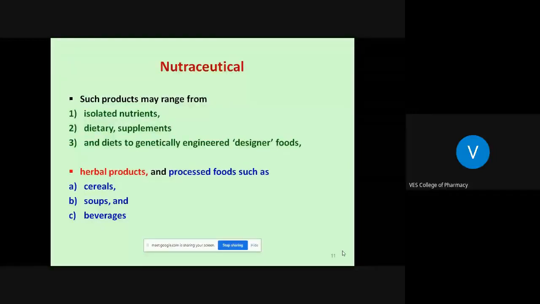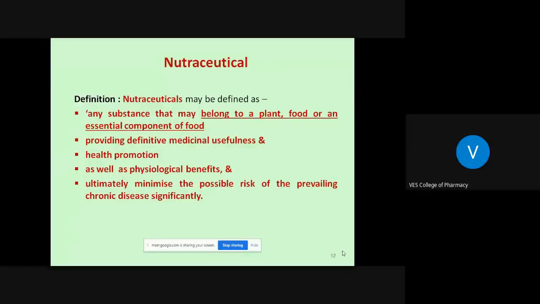There are a range of products available in the market as nutraceuticals. Nutraceuticals are available as isolated nutrients. They are available as dietary supplements. They are available as diets, which are genetically engineered designer foods. In addition, there are some herbal products and processed foods also available as nutraceuticals. They may contain cereals, soups, and beverages. Nowadays, if you look in the market, there are so many other products containing some nutraceutical component offering health benefits. So this is the broad definition of nutraceuticals.